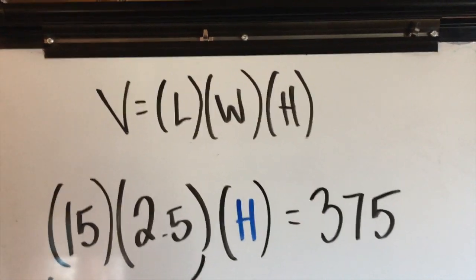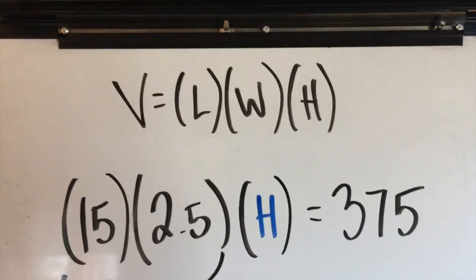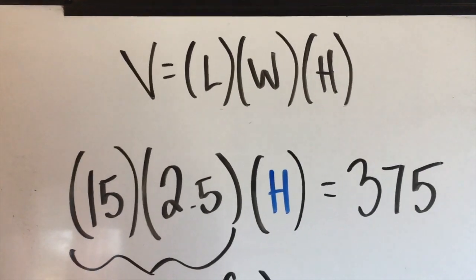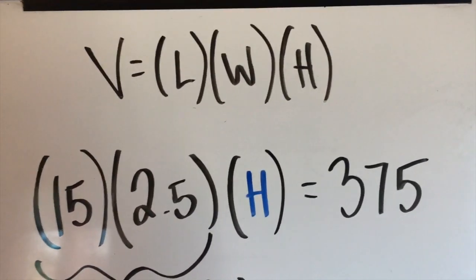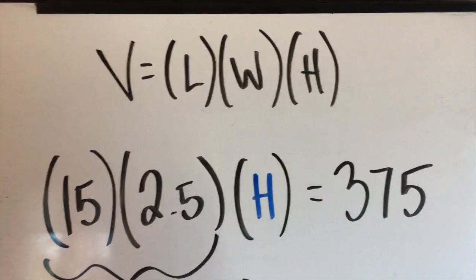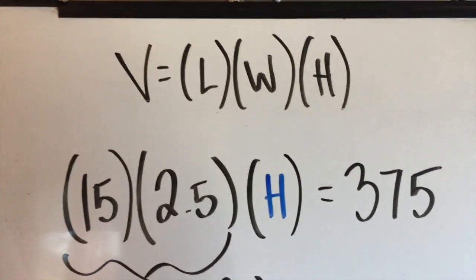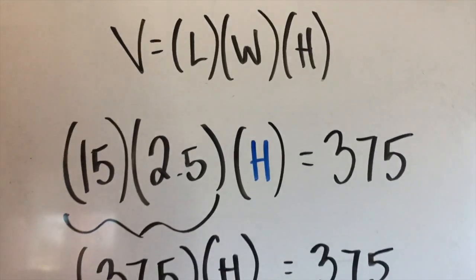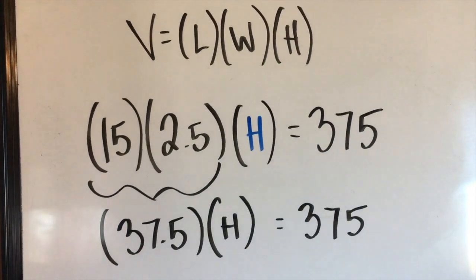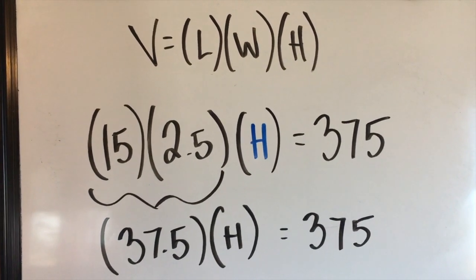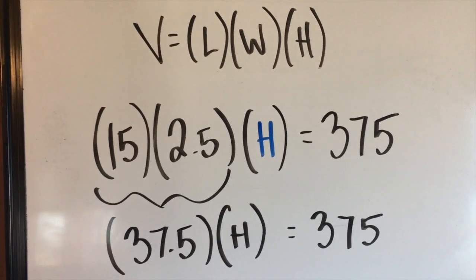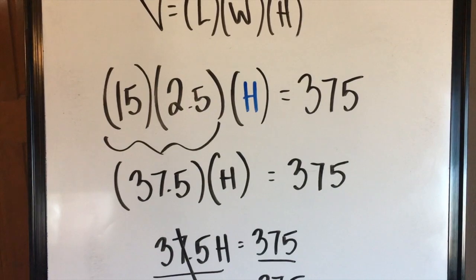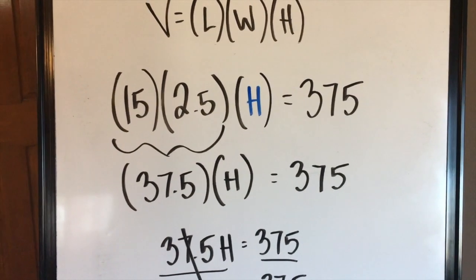So I wrote my formula down. Volume equals length times width times height. And I substituted what I did know. The length was given to us. The width was given to us. However, the height was not. And in the end, it should get 375 for our total volume. So I substituted, and the first thing I did was multiply 15 and 2 5/10. That got me 37 5/10. I also brought down my h for my variable, and set it equal to 375. The next step, 37 5/10 times h, gave me 37 5/10 h equals 375.